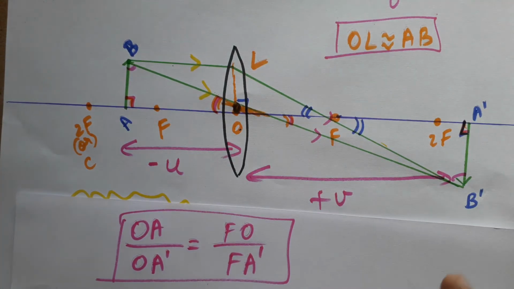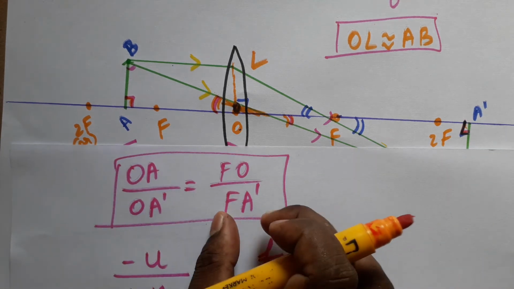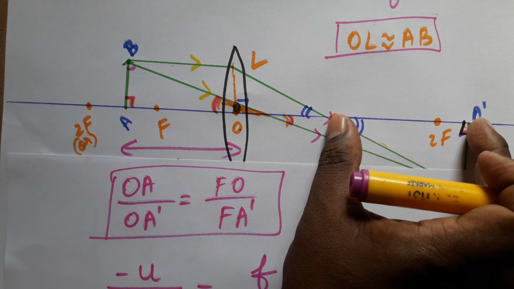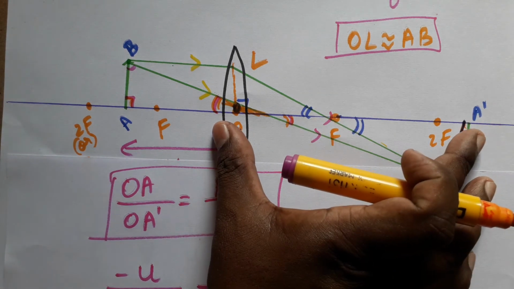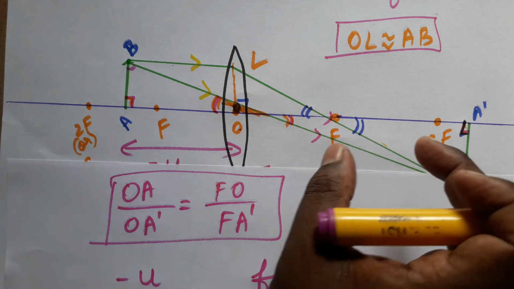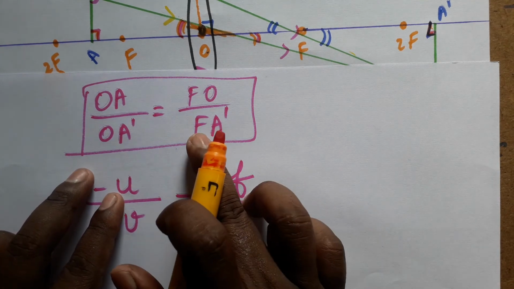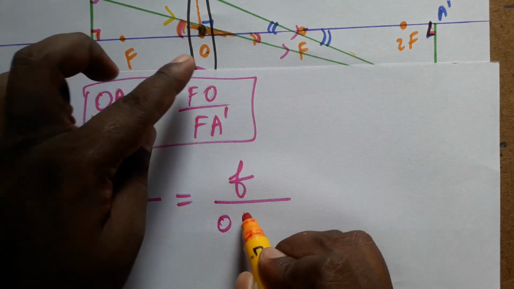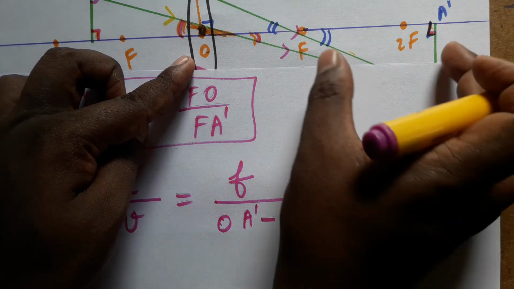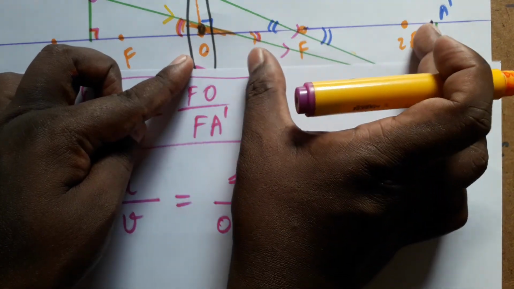One more rule: whatever data you write, you have to relate it with the optical center. FA dash is not related with the optical center, so I am going to relate it with the optical center. If you want FA dash, you can take it as OA dash minus OF. Instead of taking FA dash, I can take OA dash minus OF, which is exactly equal to FA dash.